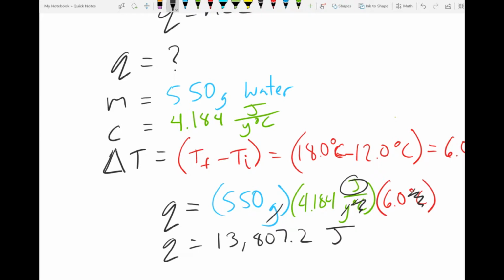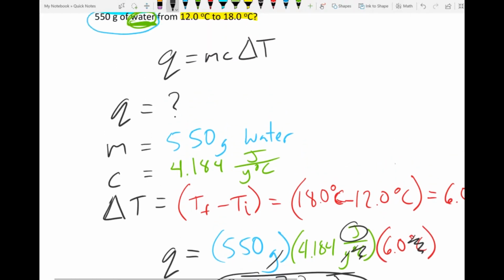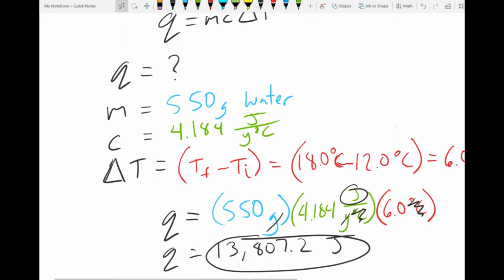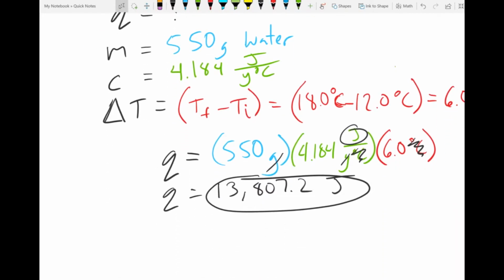To contextualize this, because you always want to do this whenever you solve a problem, it means you're going to need 13,807.2 joules put into water, specifically 550 grams of water, to get it up from 12 degrees Celsius to 18 degrees Celsius, or really just to make it increase 6 degrees. And so that is how you do a straightforward problem where you find the energy.